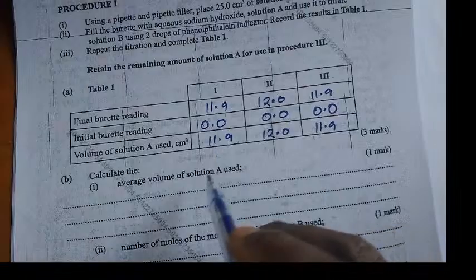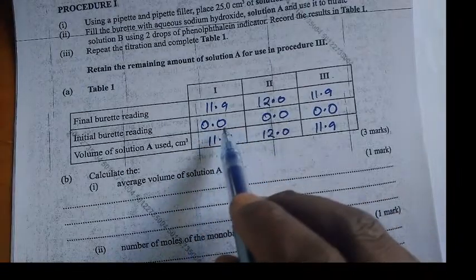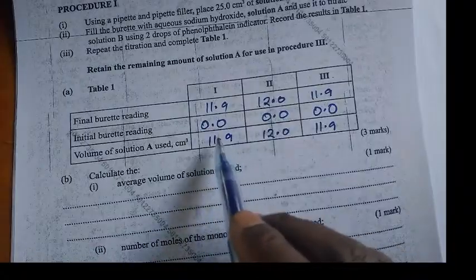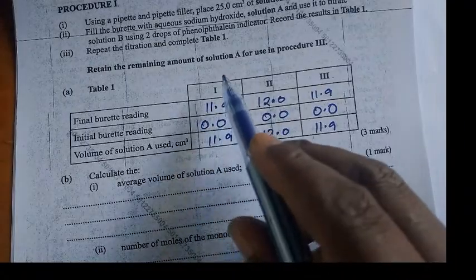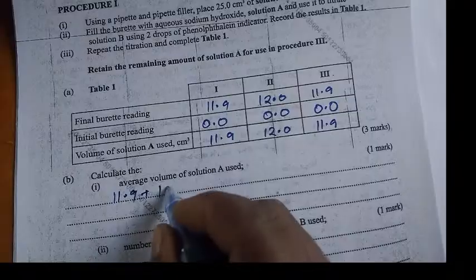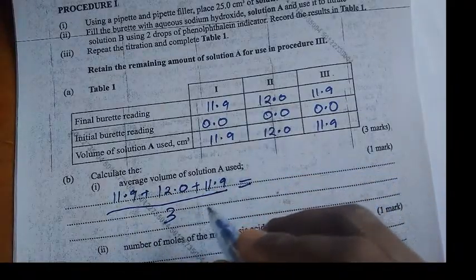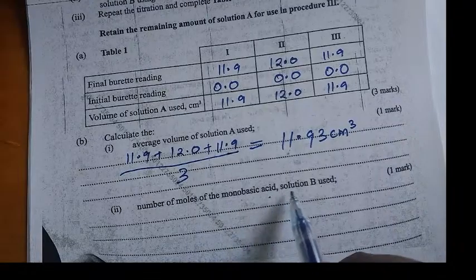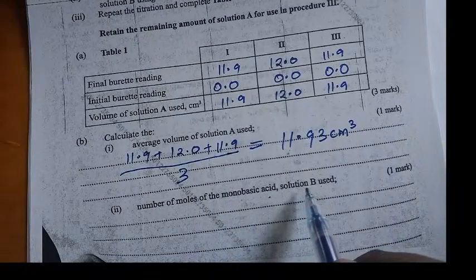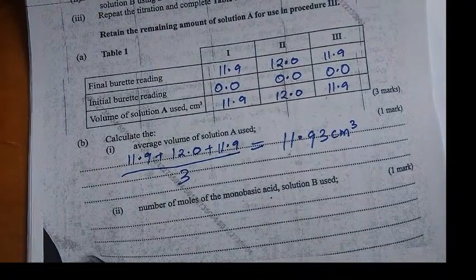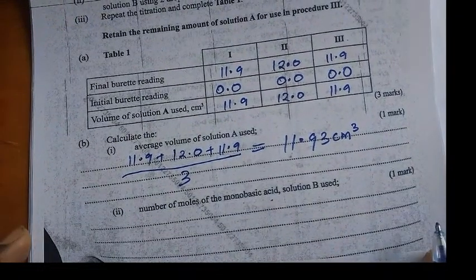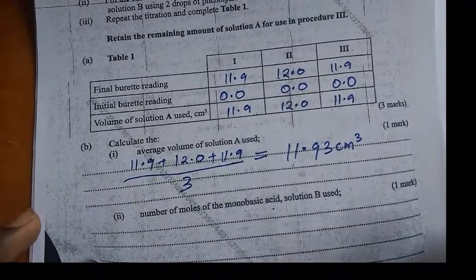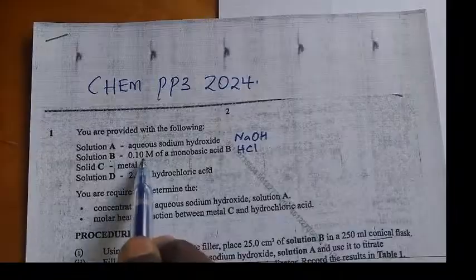We need to know the volume. The average volume we have titrated in each titration is this one, therefore, plus 12.0. Now write the number of moles of monobasic acid, solution B. So what information will help us to calculate the number of moles of the monobasic acid? Let's go back to the procedure.